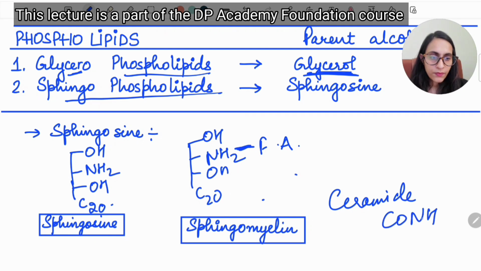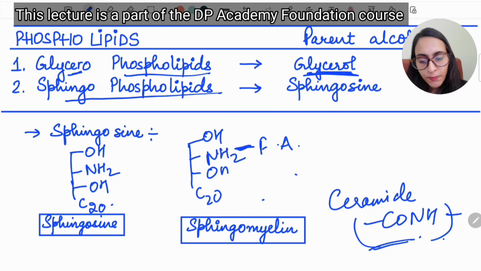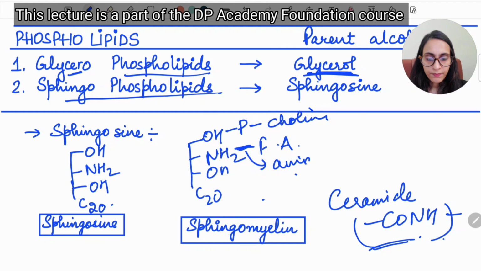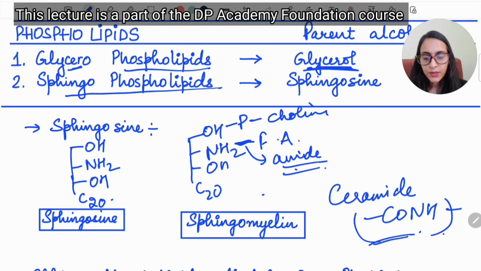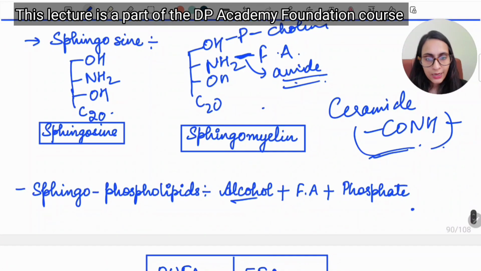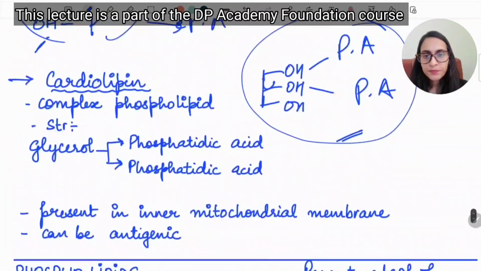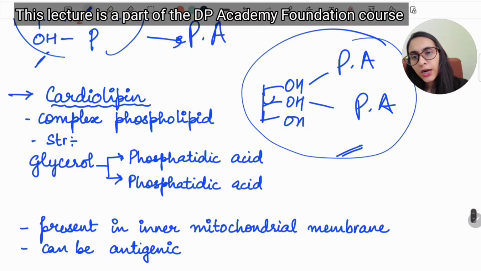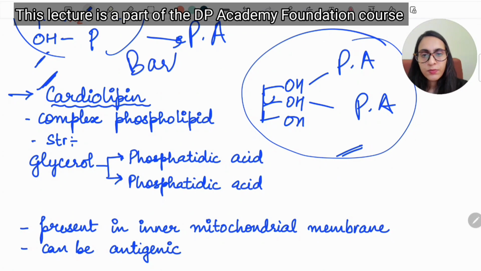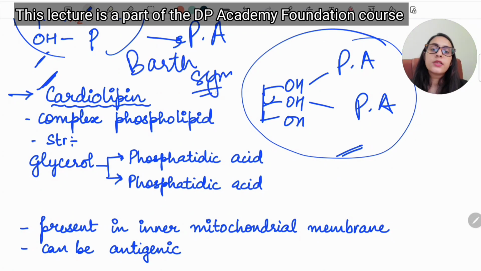The bond between the fatty acid and NH is CONH, the amide bond that is present in the lipid. Now sphingomyelin is formed if you attach a phosphate group and choline to it. So sphingophospholipid is alcohol plus fatty acid plus phosphate group. We have a syndrome associated with cardiolipin, known as Barth syndrome. In Barth syndrome, there is a defect in cardiolipin remodeling.